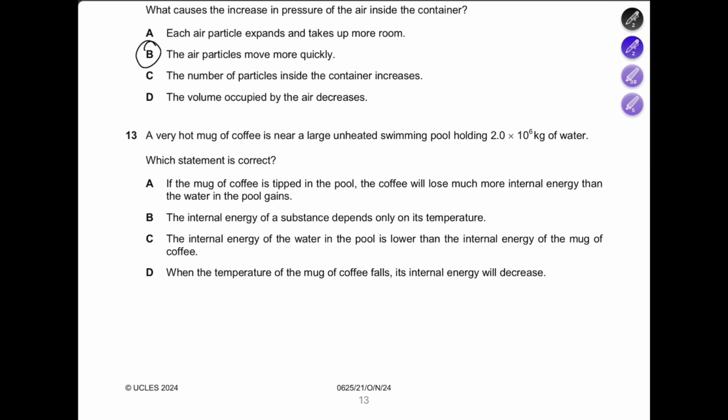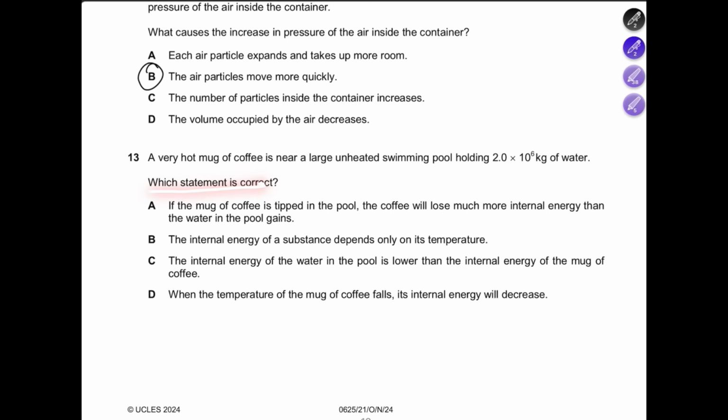Next, a very hot mug of coffee is near a large unheated swimming pool holding 2 times 10 power 6 kilogram of water. Which statement is correct? If the mug of coffee is dipped in the pool, the coffee will lose much more internal energy than the water in the pool gains. That's not correct. The amount of internal energy lost by the coffee equals to the internal energy gained by the water in the pool, so A is wrong.